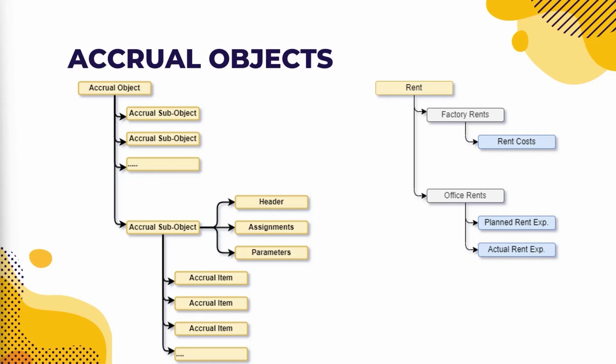Now under this accrual sub-object, we create something called an accrual item. An accrual item is a combination of various parameters, like the accrual type. That means what type of accrual it is, be it a cost or a revenue, and it stores the ledger type. Ledger is in turn linked with the accounting principle, so you define the accounting principle in which these accruals are to be posted.